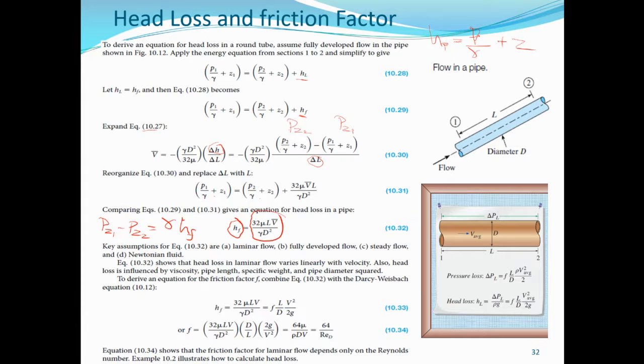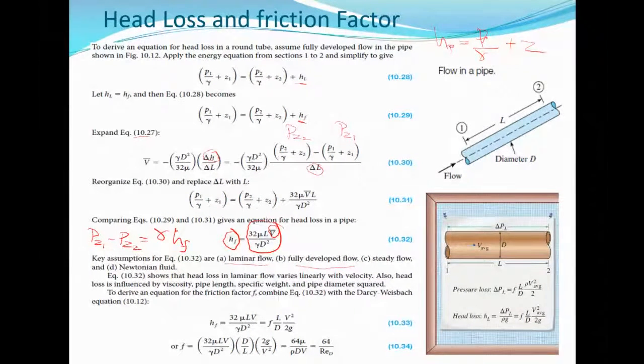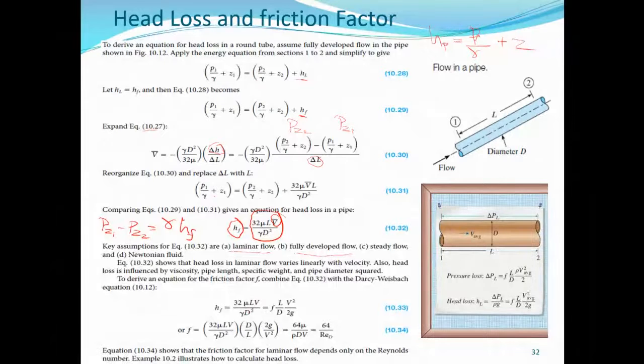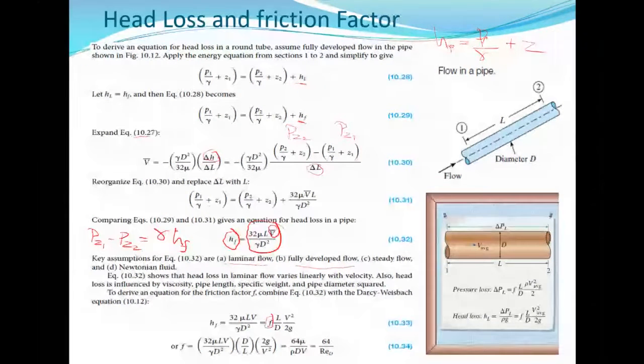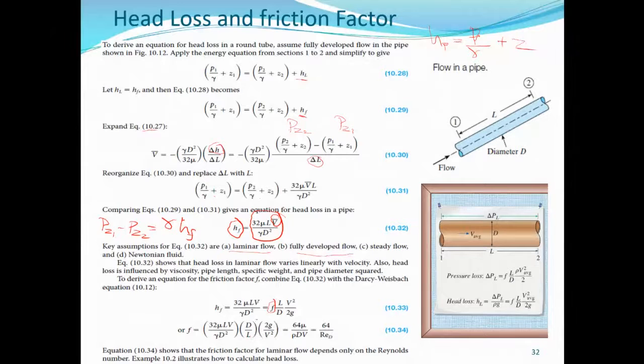Here for laminar flow we introduce key assumptions: laminar flow, fully developed flow, steady flow, and the fluid is Newtonian. This equation shows that head loss in laminar flow varies linearly with velocity. Here we can also use the friction factor, which in this case will simply be 32 mu.